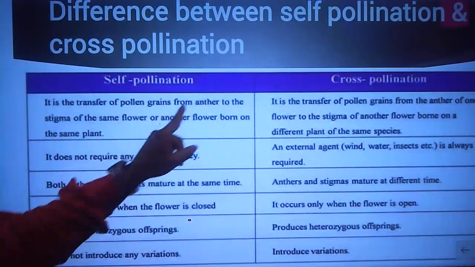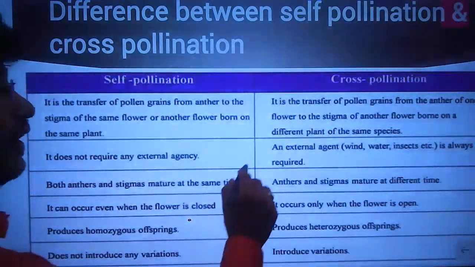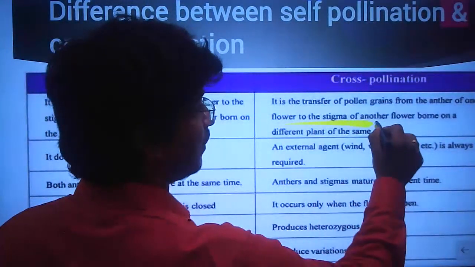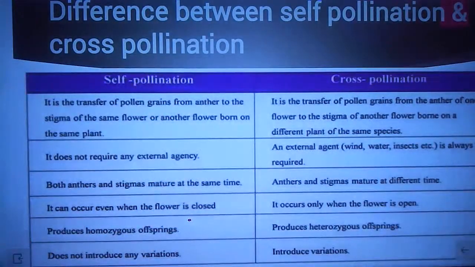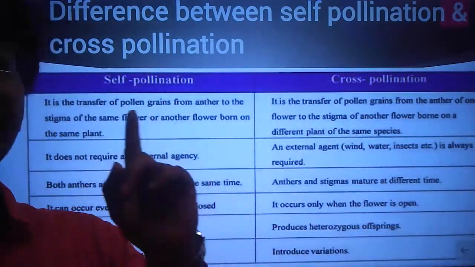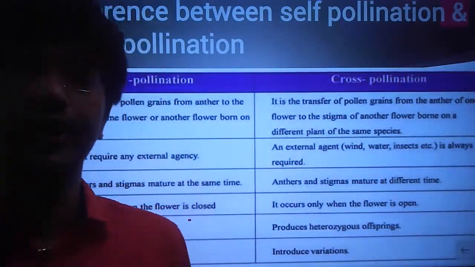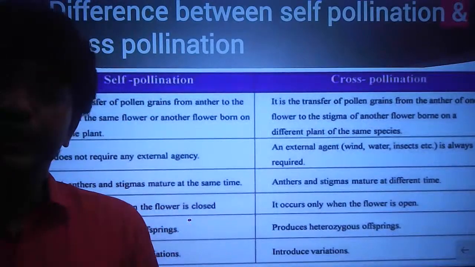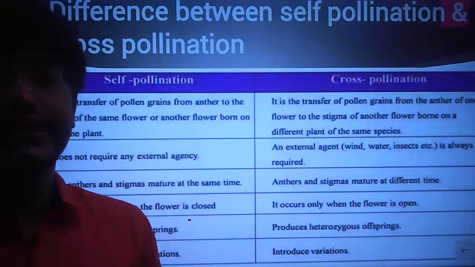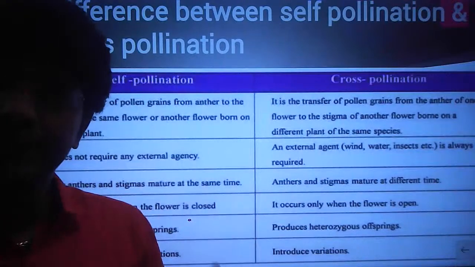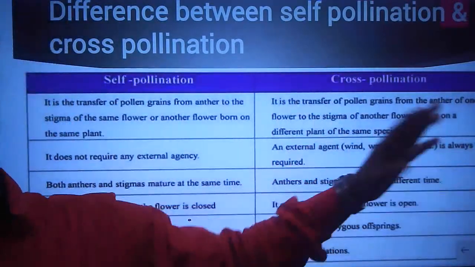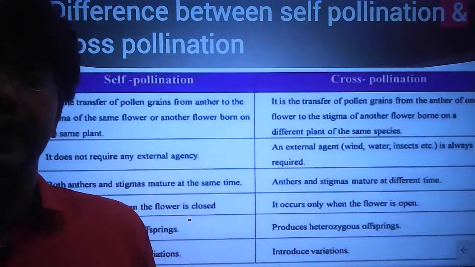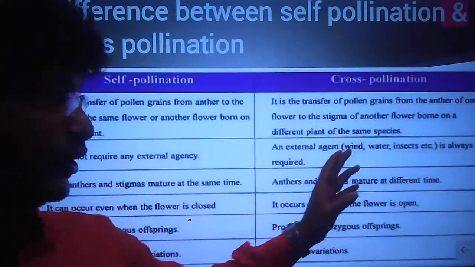That is self-pollination. But in cross-pollination, pollen grains are transferred from the anther to the stigma of another flower, maybe on a different plant of the same species. That is very important. It should not be a different species. It should be of the same species. That's what I told you before. If we take Rosa sinensis, it must be Rosa sinensis. If we take hibiscus, it must be hibiscus. So same species, that is the rule. There's no problem with different plants, but it should be of the same species.